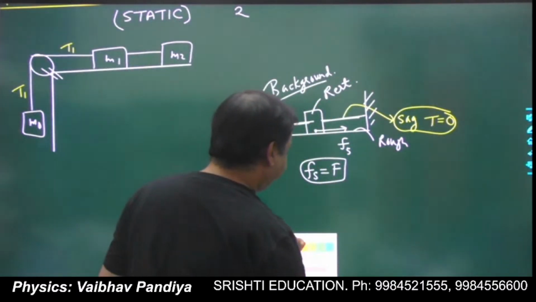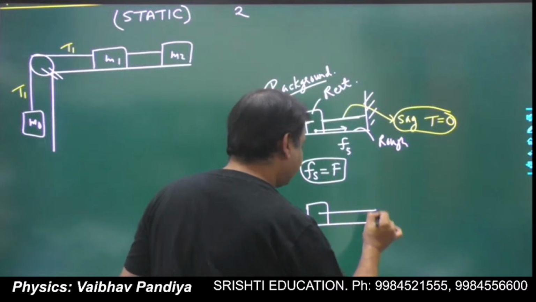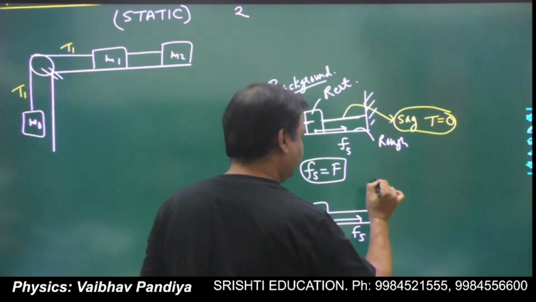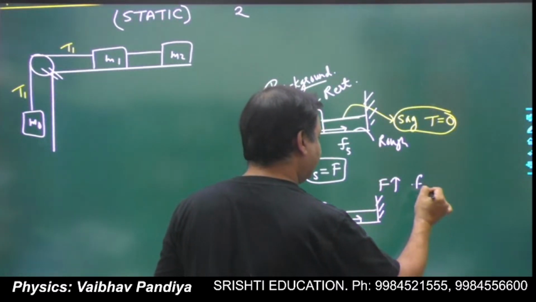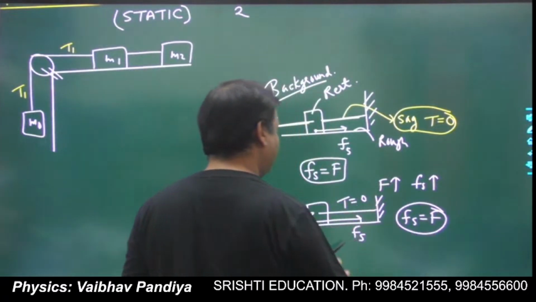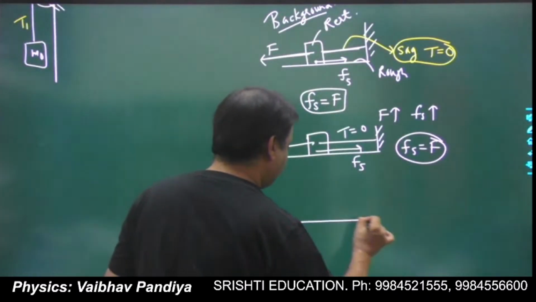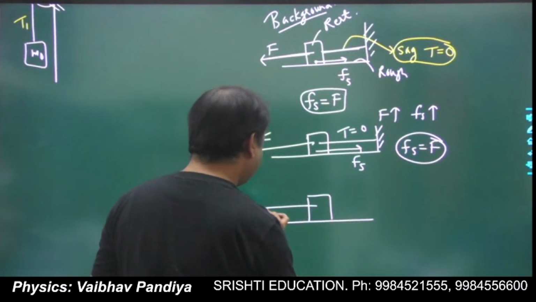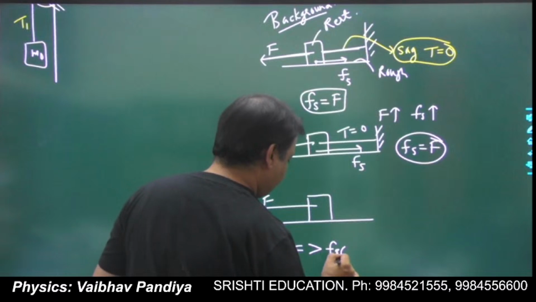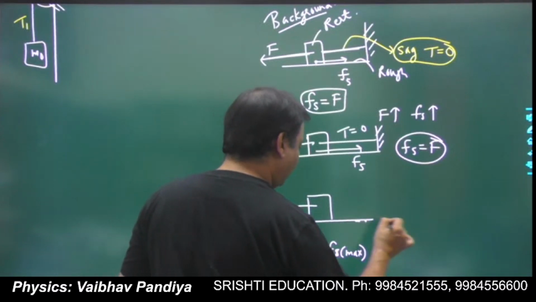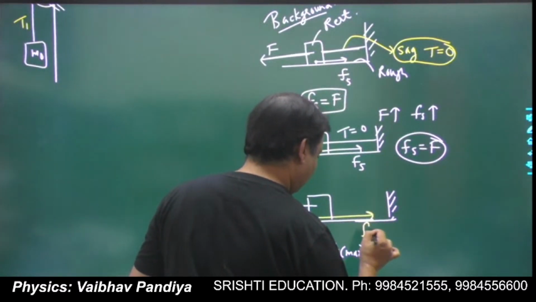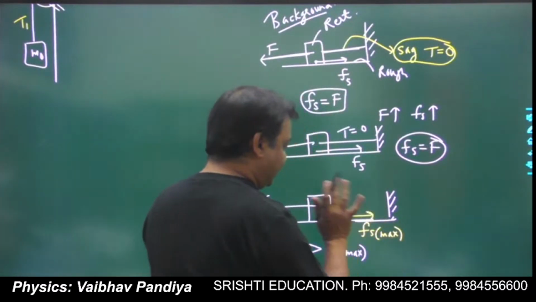If you are increasing F, the frictional force Fs will increase. So when you are increasing F, Fs will increase, and again Fs will balance capital F, and again T will be 0. But it will happen up to a certain limit. When your capital F exceeds Fs max, then what will happen? Now friction got the upper limit. Now it will act as Fs max. Now it cannot exceed beyond it.